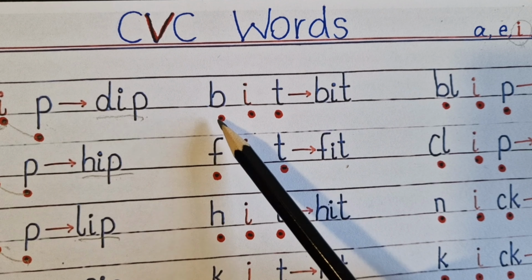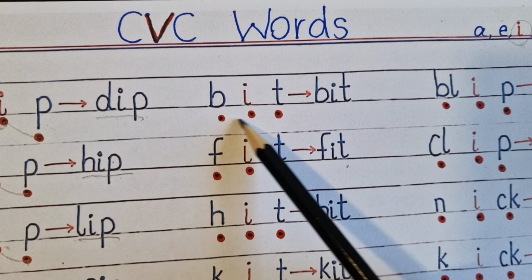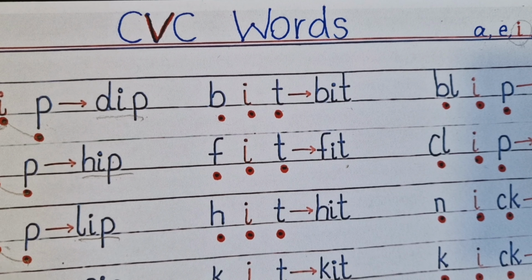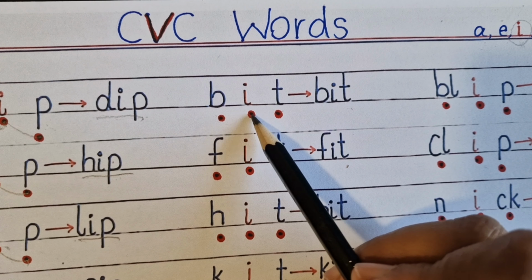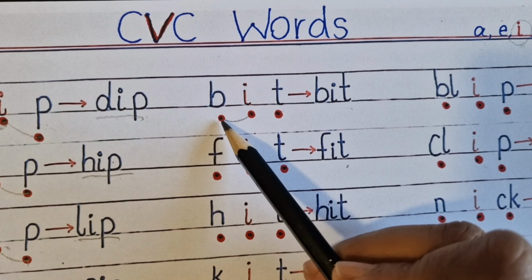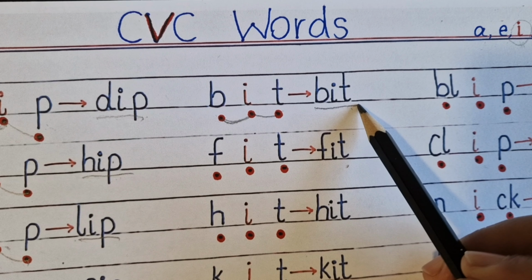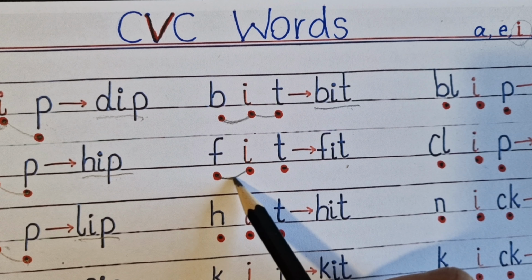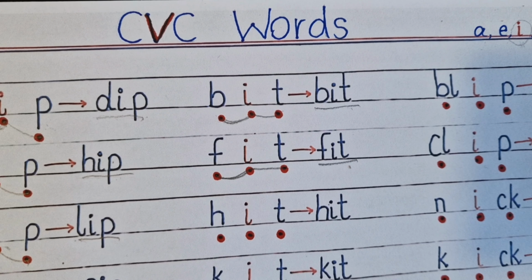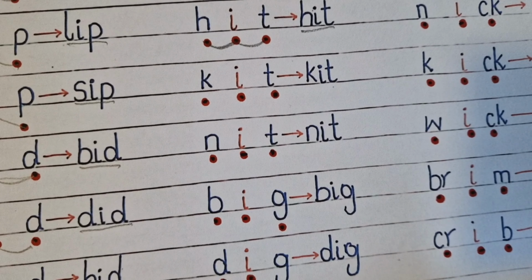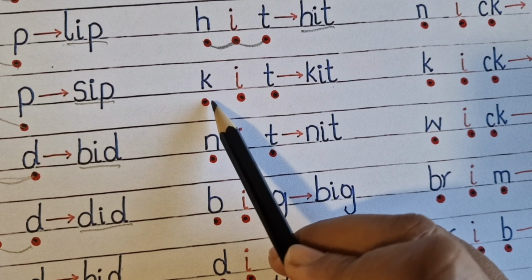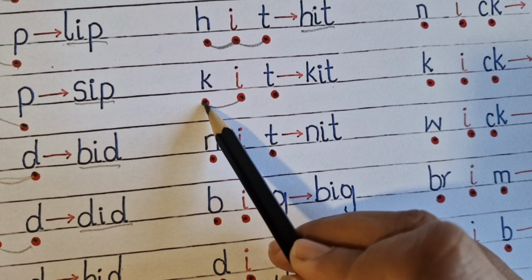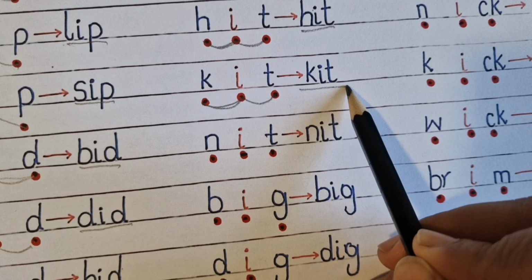So this is the way we blend first two letters with sounds and then three letters together and make a new word. Let's try again with me. B, i, t, bit. F, i, t, fit. H, i, t, hit. K, i, t, kit.